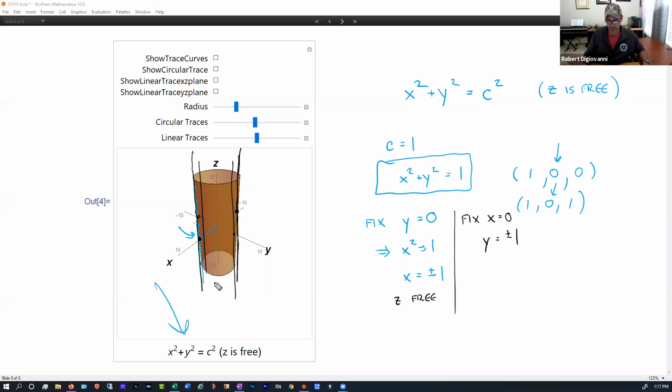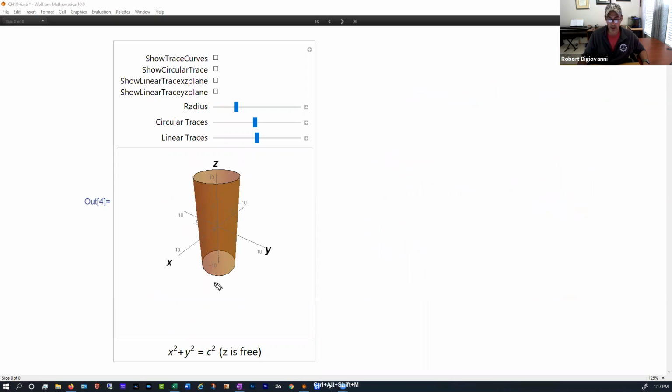So now that we've established that, I want to talk to you a little bit about the trace curves, because this isn't really the trace curves. So I want us to start thinking trace curves. The way trace curves work is going to be this. What we want to imagine doing is taking the coordinate planes and slicing through our surface.